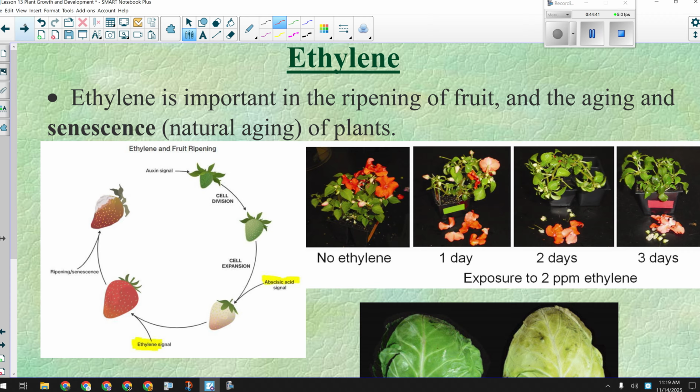All right, making sense? Okay, so that's what ethylene can do. It causes the ripening of fruit and natural aging. So sometimes the release of abscisic acid.